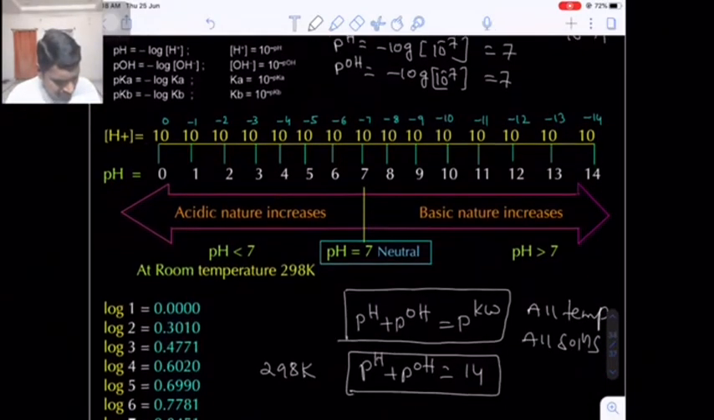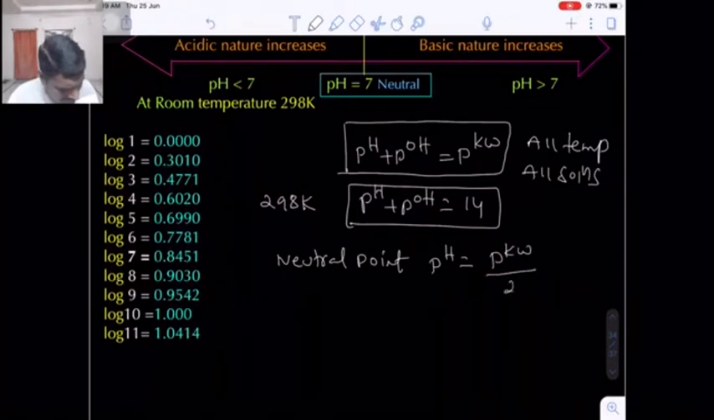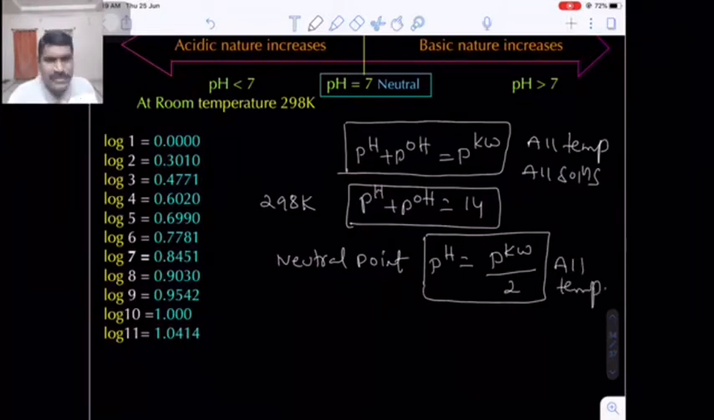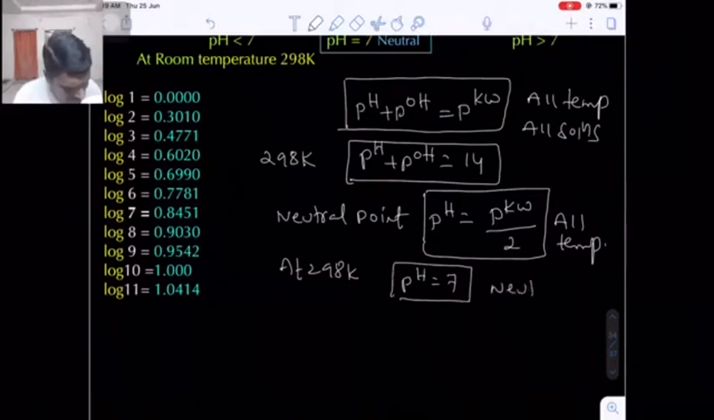Now, the neutral point, that is the pH value, will be half of the pKw. Half of the pKw. This is valid at all temperatures. It is applicable for all temperatures. At room temperature, we know Kw is 10 raised to minus 14 and pKw will be 14. So pH is equal to half of 14, that is 7. This will be the neutral point.